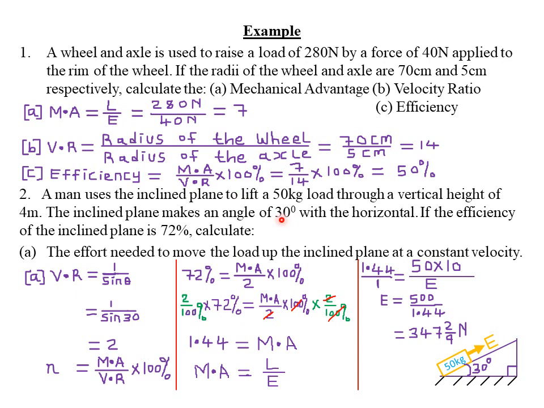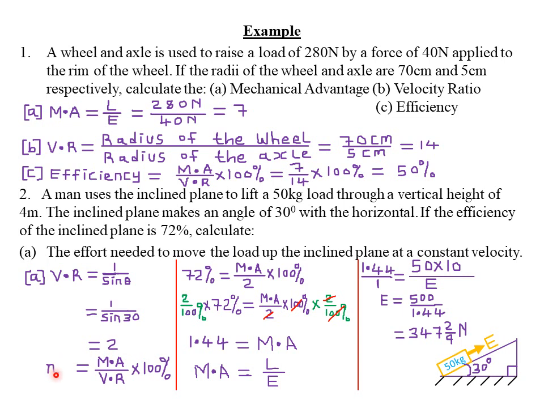Because we are given the angle of inclination from the horizontal, and we have just derived an equation on our last page showing that velocity ratio is given by 1 over sine theta, where theta is the angle of inclination from the horizontal level. We are given the angle of inclination as 30 degrees. Therefore, velocity ratio will be 1 over sine of 30 degrees. Remember, sine 30 degrees is equal to a half, or 0.5. Therefore, 1 divided by a half gives you 2. Therefore, the velocity ratio of the machine is 2.